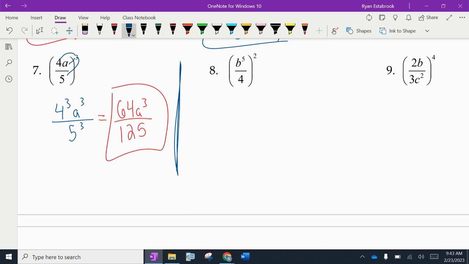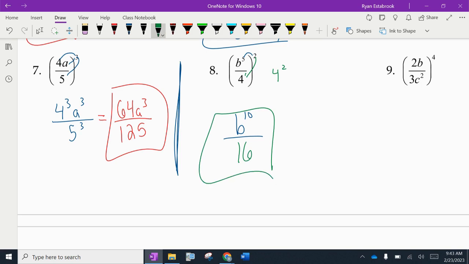All right, to number 8. There's 2 terms. There's a numerator, there's a denominator. Square your numerator, it becomes b to the 10th. Square your denominator, that makes it become 4 squared, which is different than 4 plus 4. It means 4 times 4, right? That's what 4 squared means. 4 to the second is 16. So there we go.